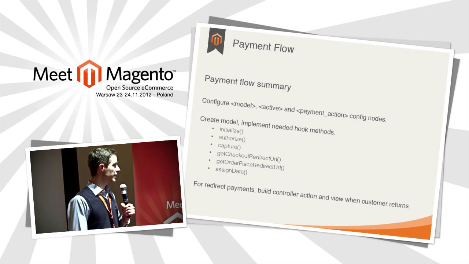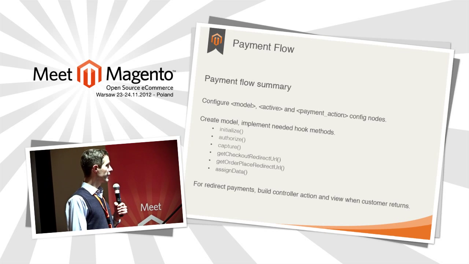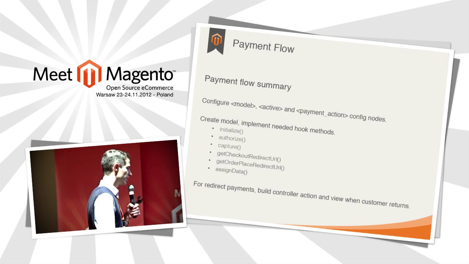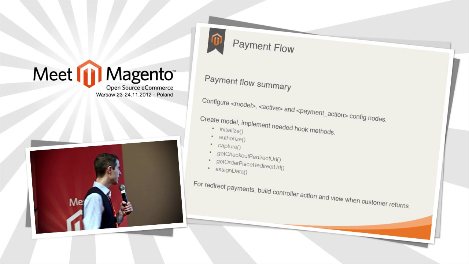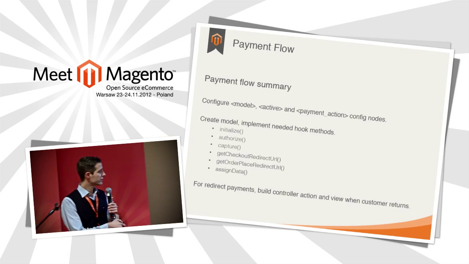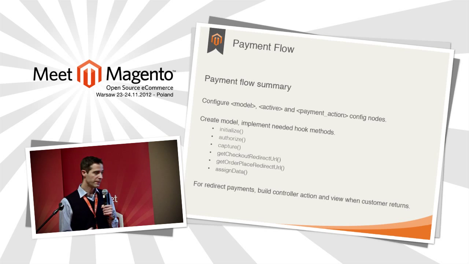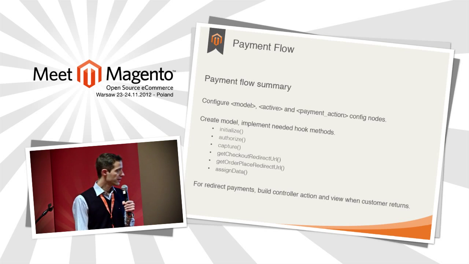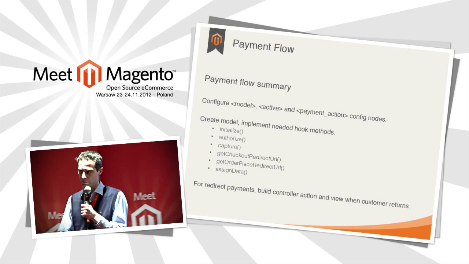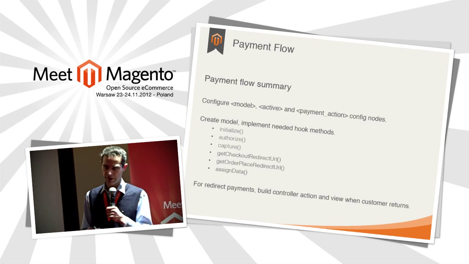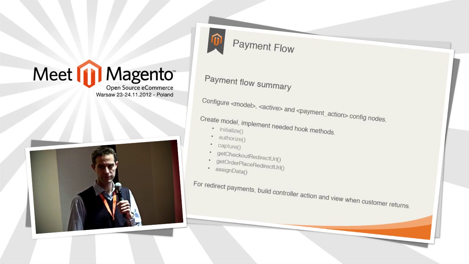Okay, so to summarize, you configure the model class, you specify an active node and the payment action, and then you just create the model and implement the hook methods you need to implement. And for redirect payments, you also have to implement, of course, the controllers to take care of that and the views or whatever you need to do there.